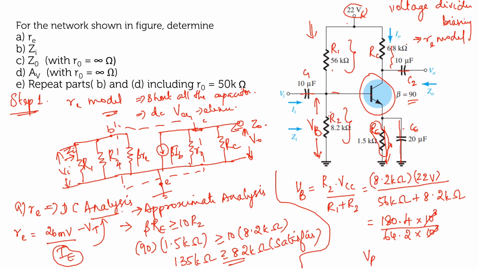So you will be getting VB approximately equal to 2.81 volt. Okay, now you have got the value for VB. You know that this voltage is equal to VB and this voltage is equal to VE. So what is your VB? VB is equal to VBE plus VE. From this, can you calculate VE? VE will be equal to VB minus VBE.